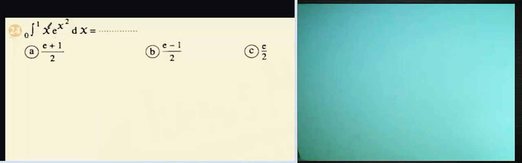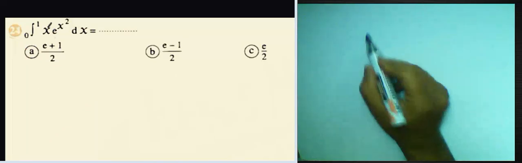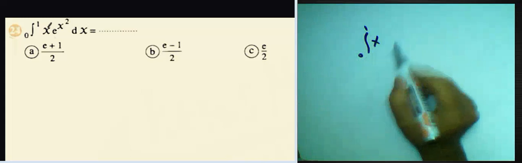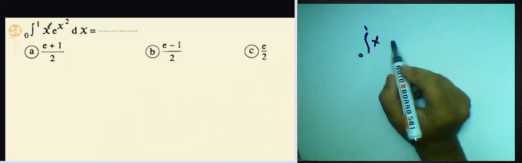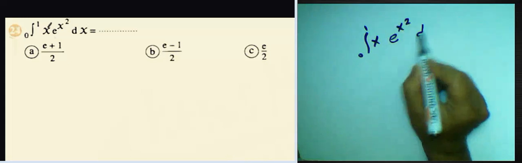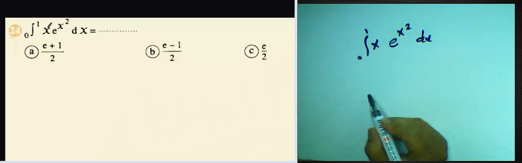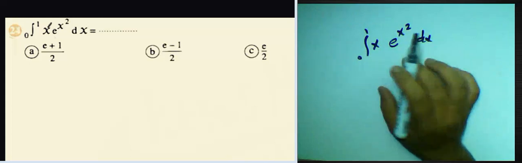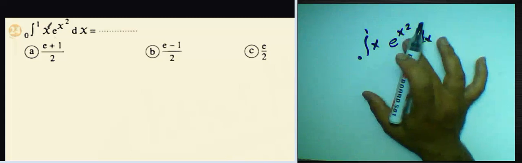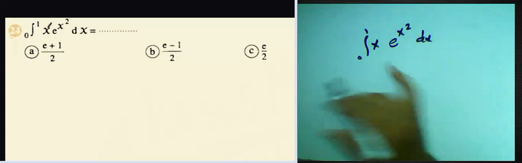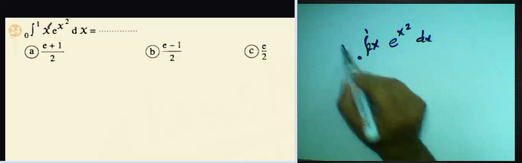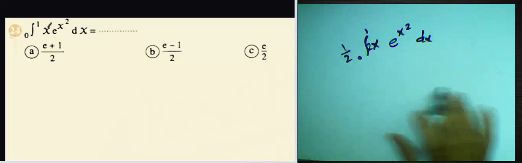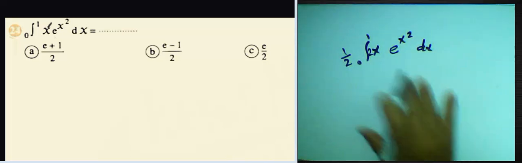Integration of this function from 0 to 1 of x multiplied by e power x power 2 dx. Okay, we know the integration of this function. It will be what? e power x power 2. We must multiply by 2 here and divide by 2 to get the original function here. It will be x power 2.